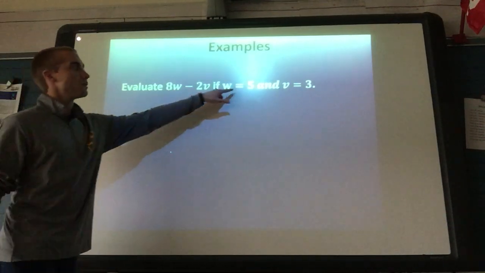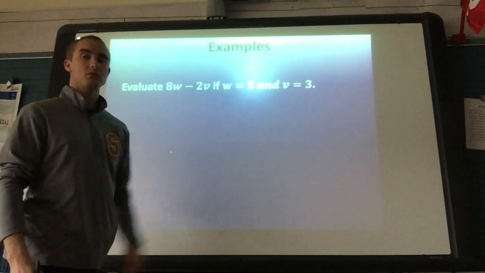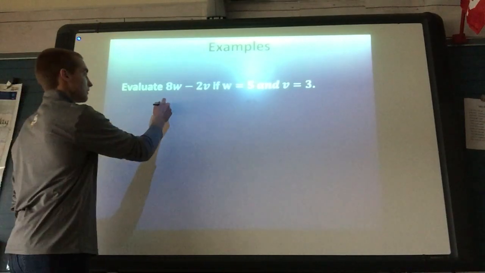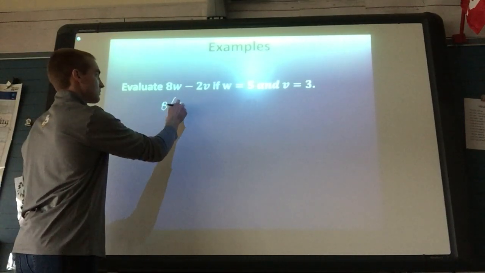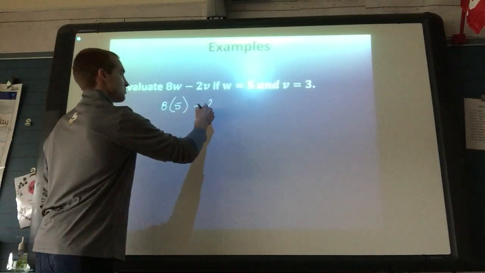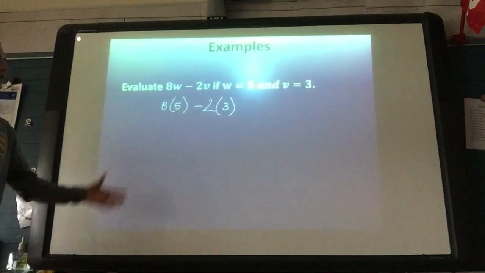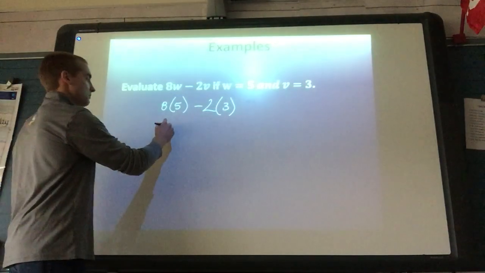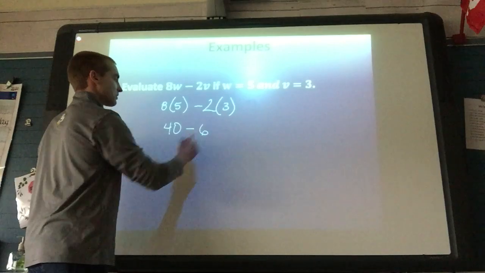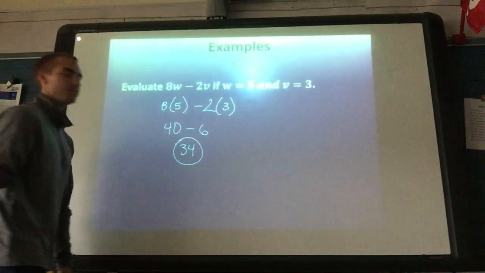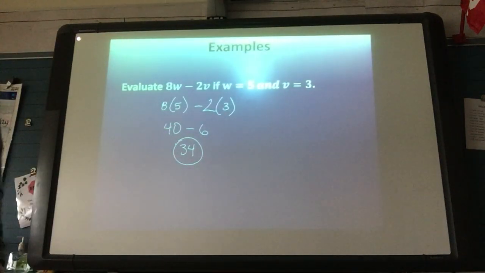We've got w, which is 5, and v, which is 3. So we're going to plug in 5 for w and 3 for v. So 8w would be replaced with 8 times 5, minus 2 times v, or 2 times 3. Then we go ahead and do 8 times 5, which would be 40, minus 6, which is 2 times 3. 40 minus 6 is 34. So that is our answer, it would just be 34. Once we evaluate that expression, that's the answer that we get.